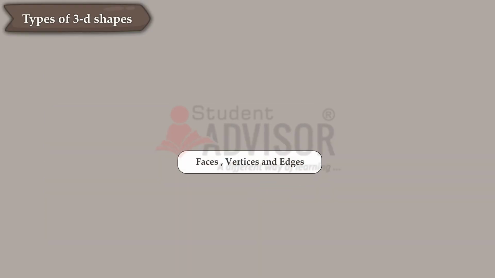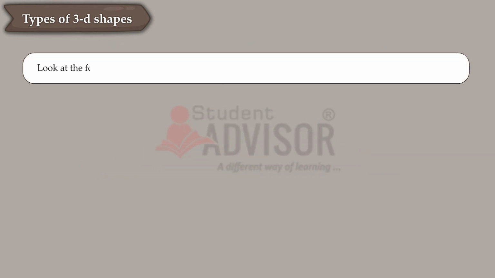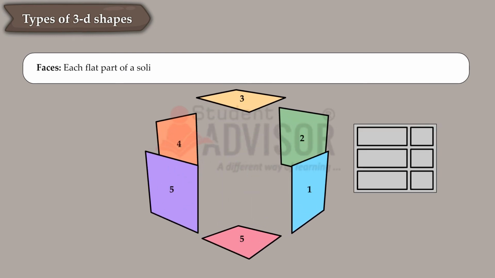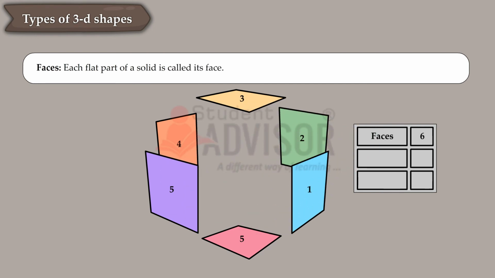Faces, vertices, and edges. Faces, vertices, and edges of a three-dimensional figure are parts of solids. Look at the following solids. Faces. Each flat part of a solid is called its face. Faces is equal to 6.